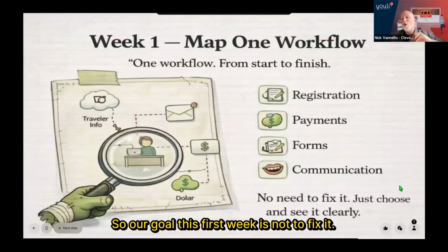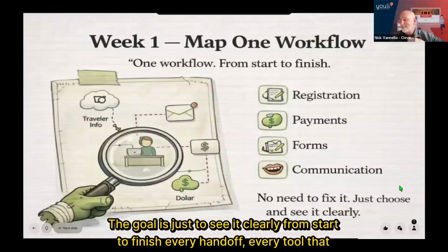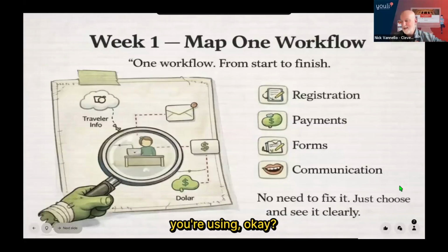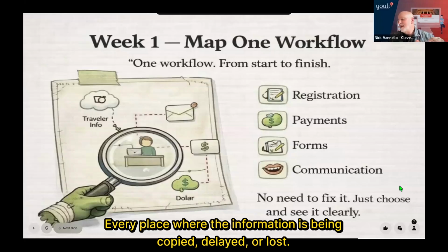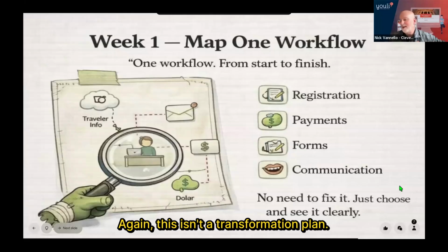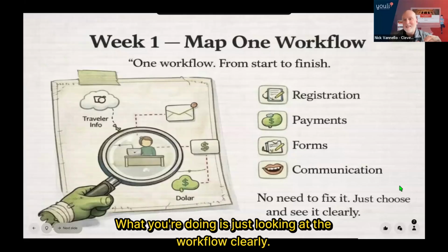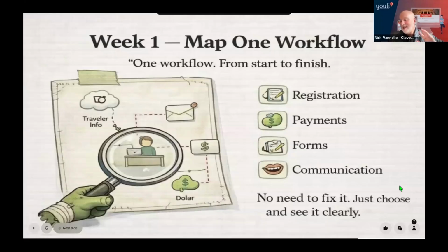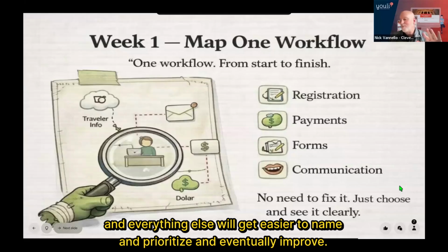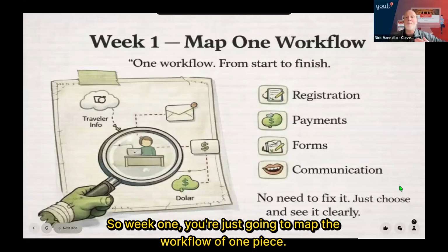So our goal this first week is not to fix it. The goal is just to see it clearly from start to finish, every handoff, every tool that you're using. Every place where the information is being copied, delayed, or lost. Again, this isn't a transformation plan. What you're doing is just looking at the workflow clearly, and everything else will get easier to name and prioritize and eventually improve. All right. So week one, you're just going to map the workflow of one piece.